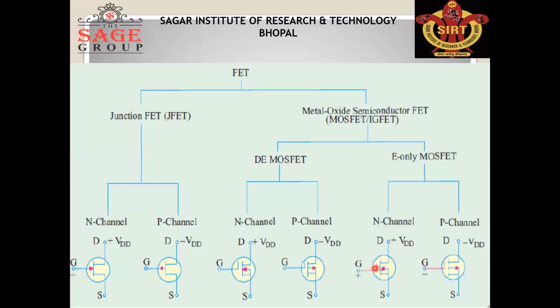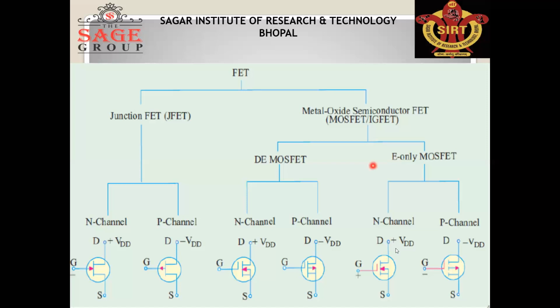Since you can see there is a single line between the drain and source in D MOSFET, whereas the line is broken between the drain and source in enhancement MOSFET. So this refers that in depletion MOSFET, the channel exists between the source and drain. That's why there is a single line between the drain and source. Here the line is broken. This shows that the channel does not exist between the drain and source. So the line is broken here.